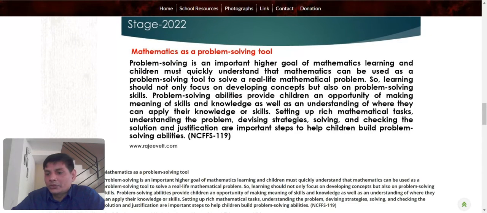Mathematics as a problem solving tool. Problem solving is an important higher goal of mathematics learning, and children must quickly understand that mathematics can be used as a problem solving tool to solve a real life mathematical problem. So, learning should not only focus on developing concepts but also on problem solving skills. Problem solving abilities provide children an opportunity of making meaning of skills and knowledge as well as an understanding of where they can apply their knowledge or skills.